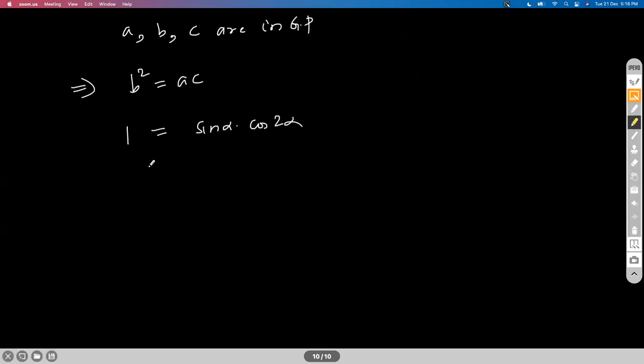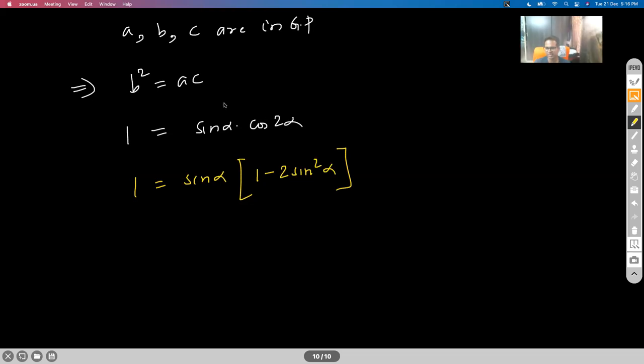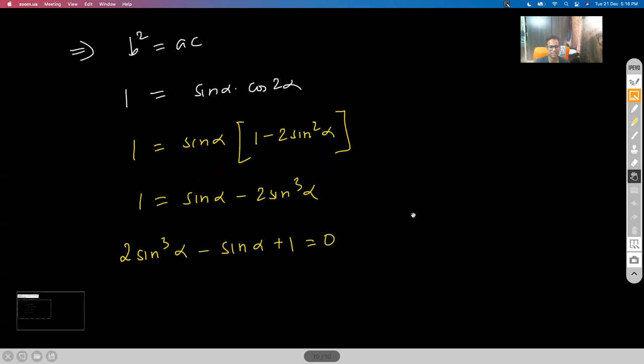Okay. Now, can we do one thing? Can we write cos 2 alpha as 1 minus 2 sine square alpha, right? From our half angles formula. Oh, okay, Vishal, you want to change your answer? That's fine. It's okay. All right. Now, if you please pay attention, this is as good as saying 1 equals sine alpha minus 2 sine cube alpha. Now, this leads to a cubic equation in terms of sine alpha, isn't it? Yes or no?